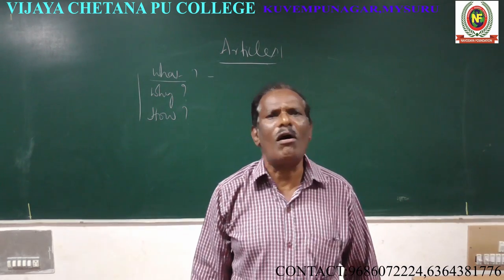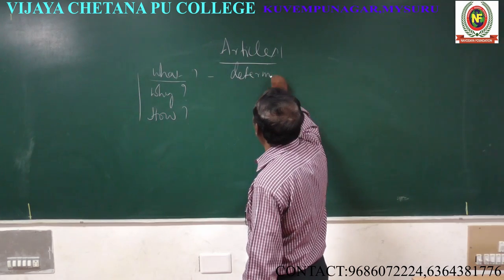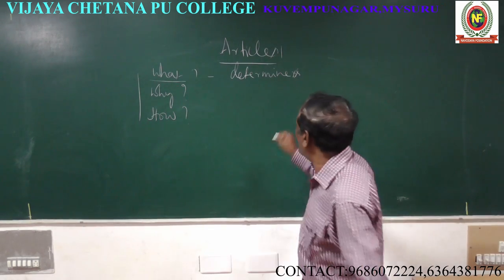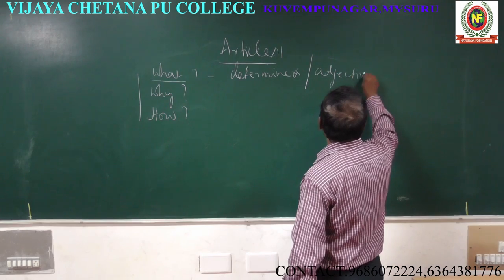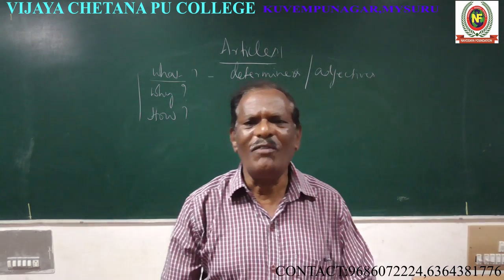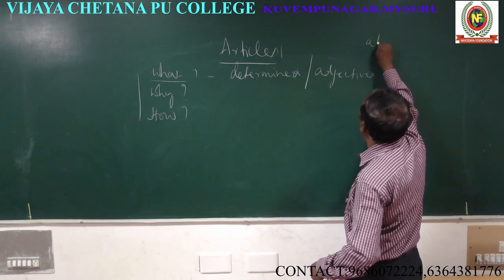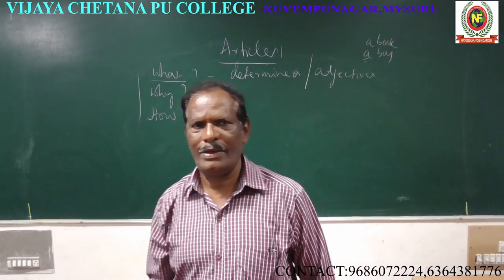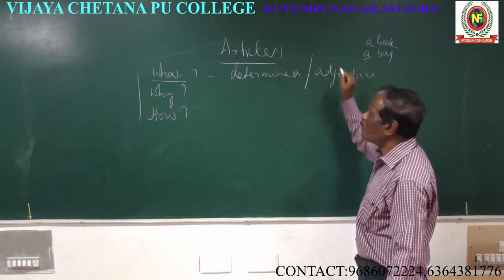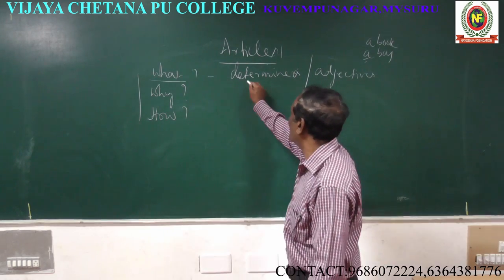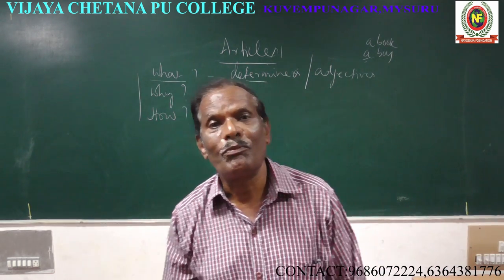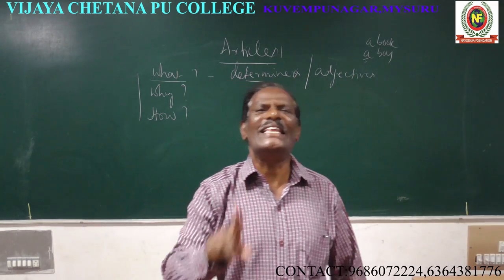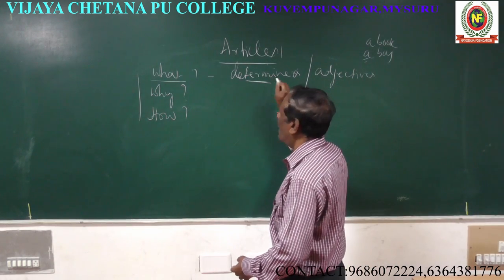Articles are also called determiners. Some grammarians are fond of calling them determiners. They are also called adjectives. You know why they are called adjectives? They qualify nouns. When I say, for example, a book or a boy, this A qualifies a boy, a book, right? So, some grammarians say they are adjectives, they are determiners. Why are they called determiners? They are determiners because they determine what follows them, what comes next. They determine, they show. So, they are called determiners.